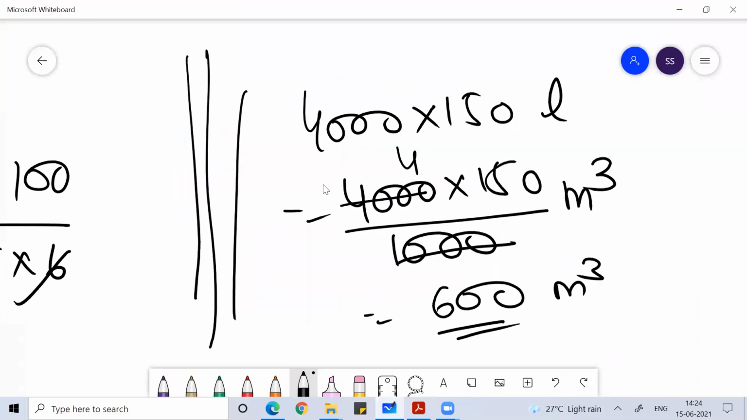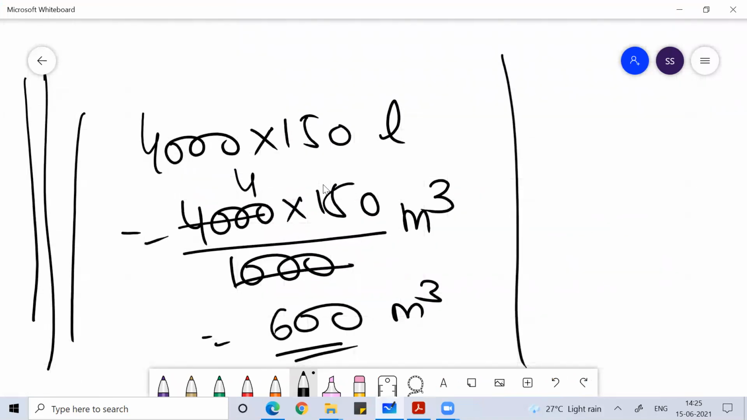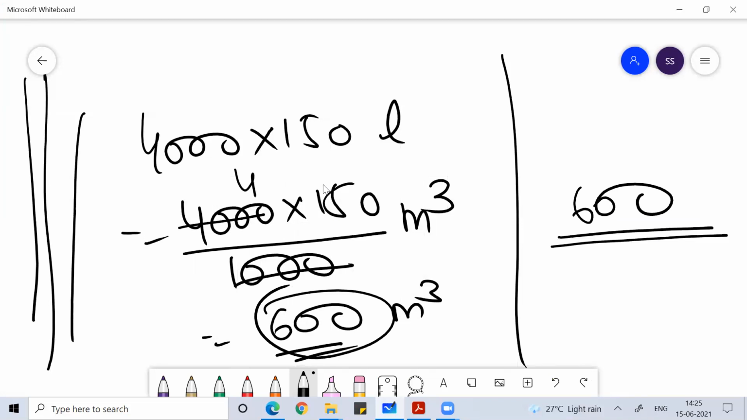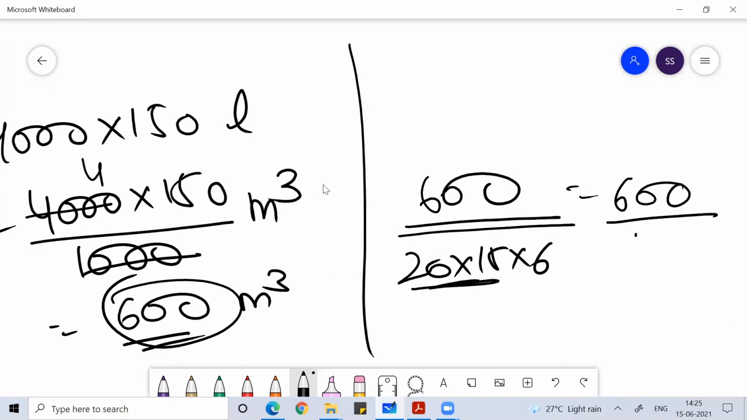So one minute, see this. Where am I doing wrong? I was getting 600, and then I divided by 20 into 15 into 6. 20 into 15 is 300, 300 into 6 will be 1,800. So 600 by 1,800, that is 1 by 3.